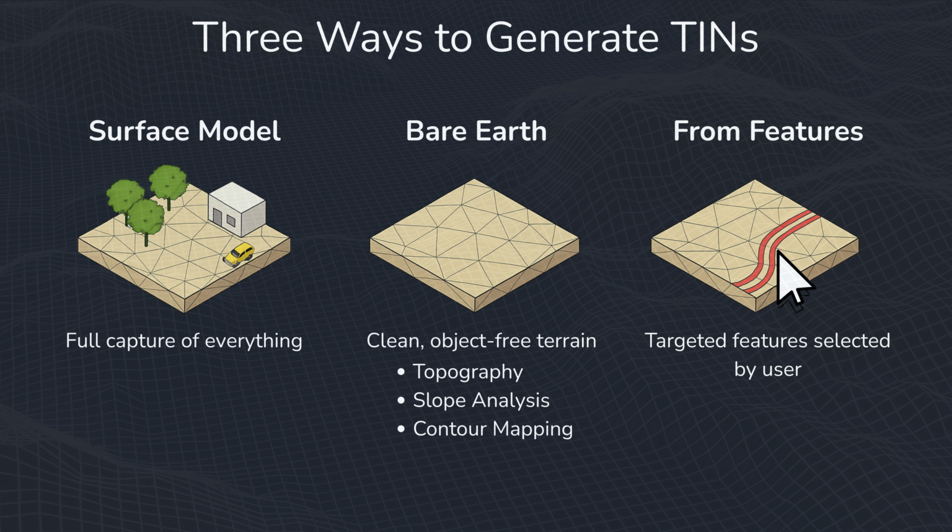Next is bare earth. This creates a TIN from the bare earth model, excluding trees, vehicles, and structures. It's ideal for clean topography, slope analysis, and contour mapping. The last one is from features. This creates a TIN from selected features such as points, break lines, and holes that you allocate. This is perfect for custom modeling or design surfaces.